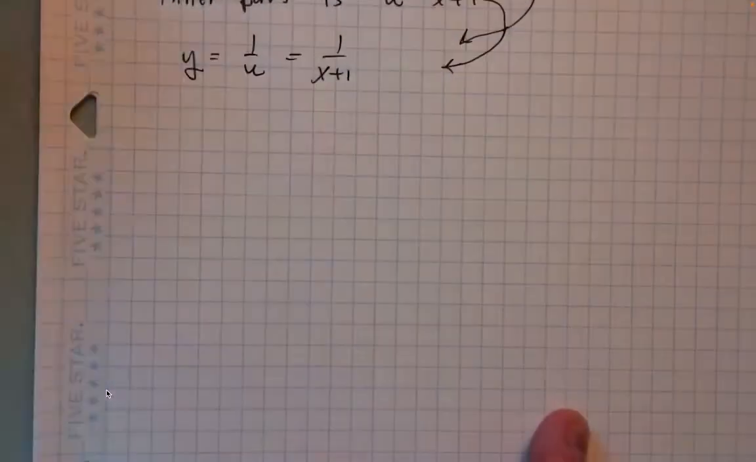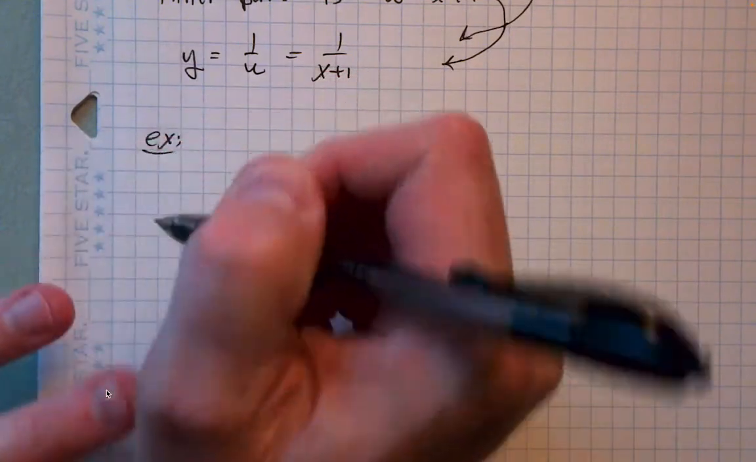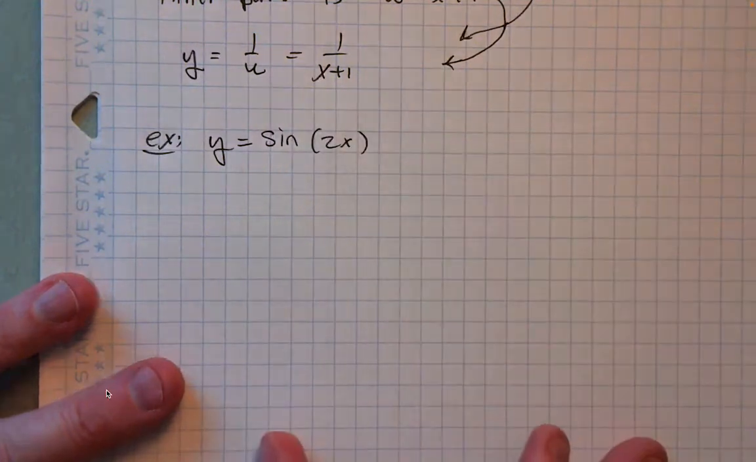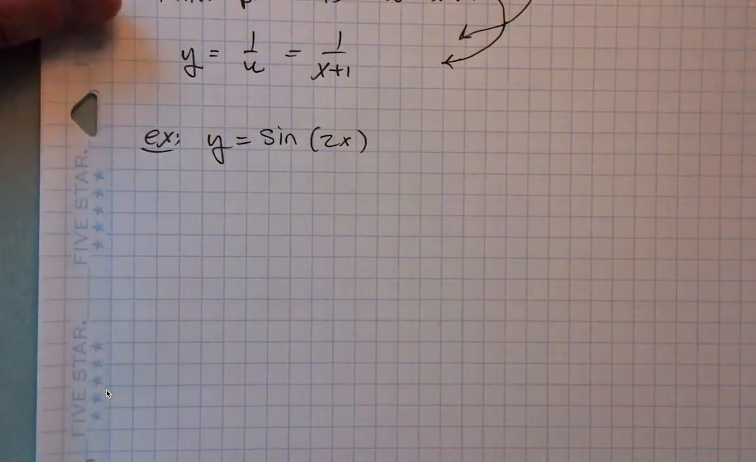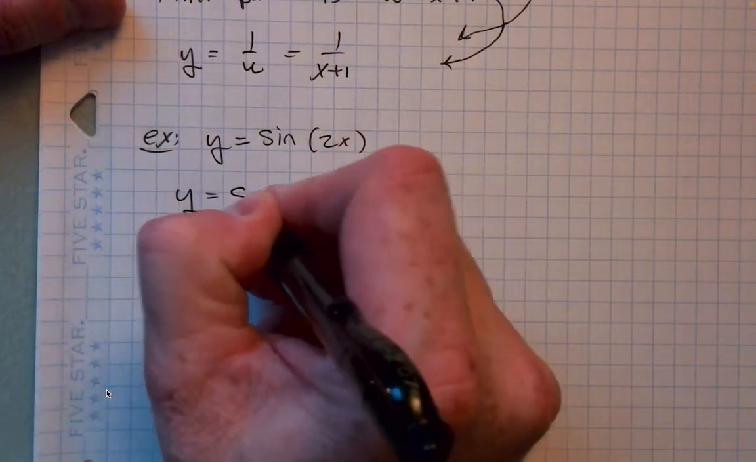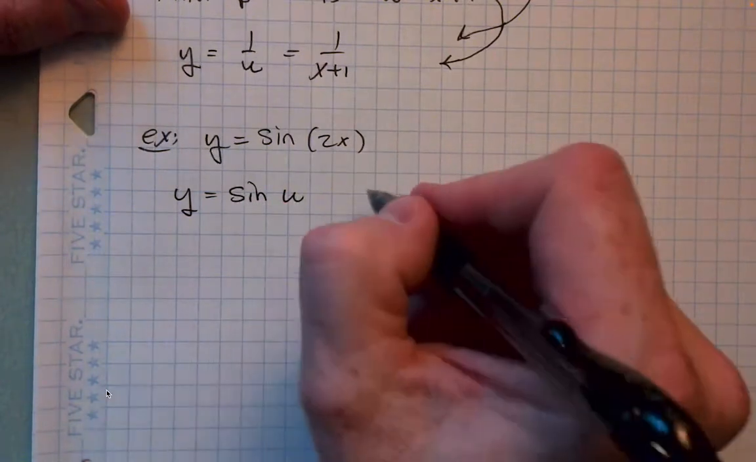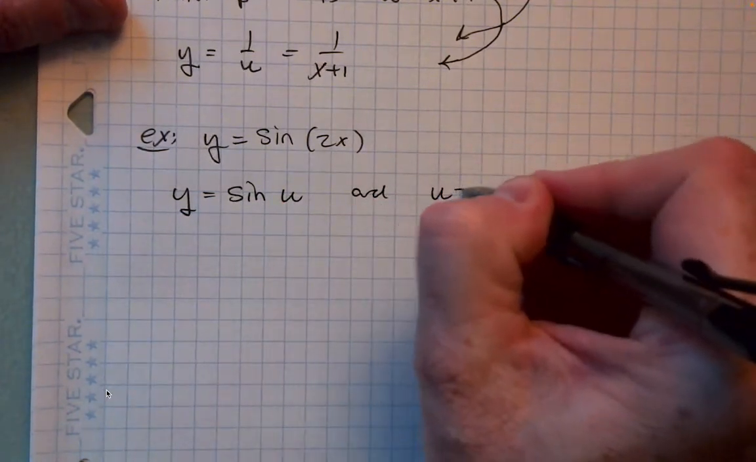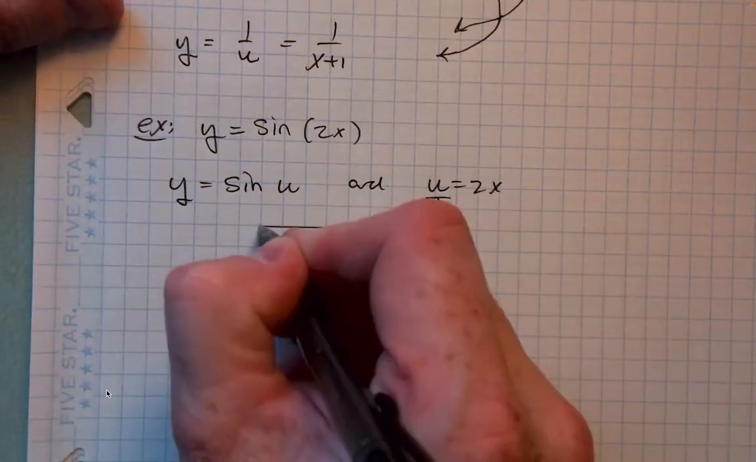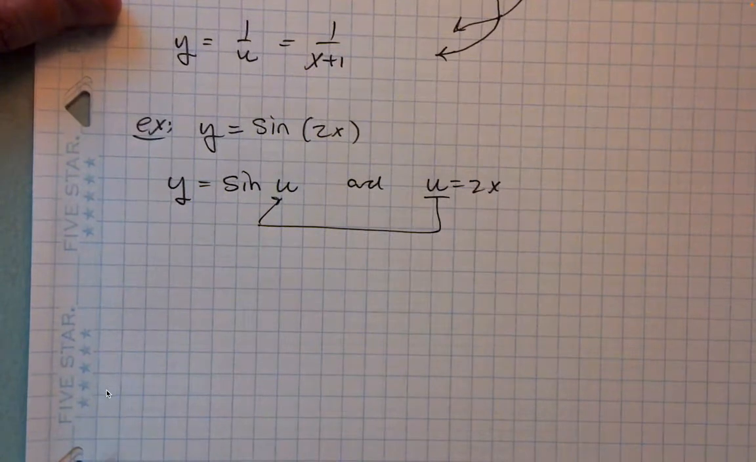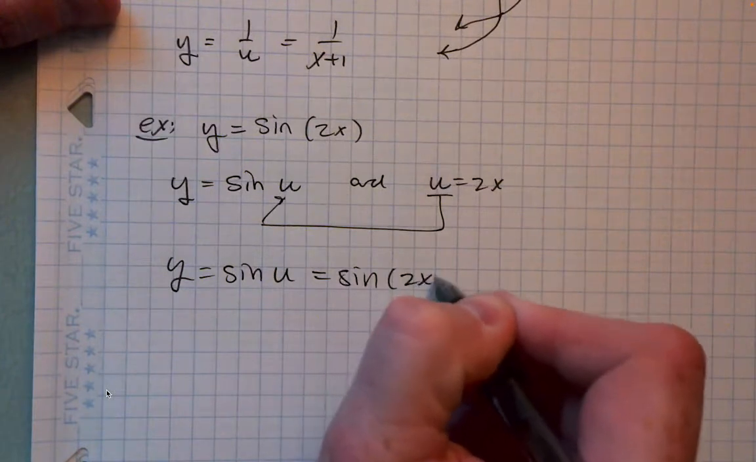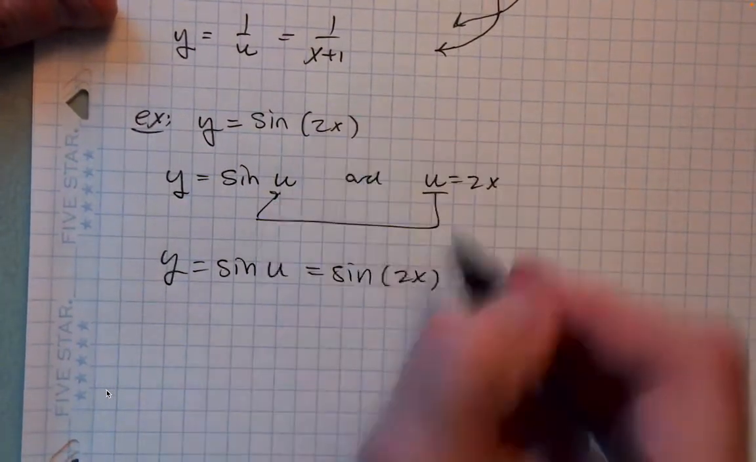Okay, let's do another example. What about y equals sine of 2x? Here you would say, let the outer part be y equals sine of u, and let the inner part be u equals 2x. If I plug this in for u, y equals sine of u, which equals sine of 2x. So that's easy to see, pulling them apart here.